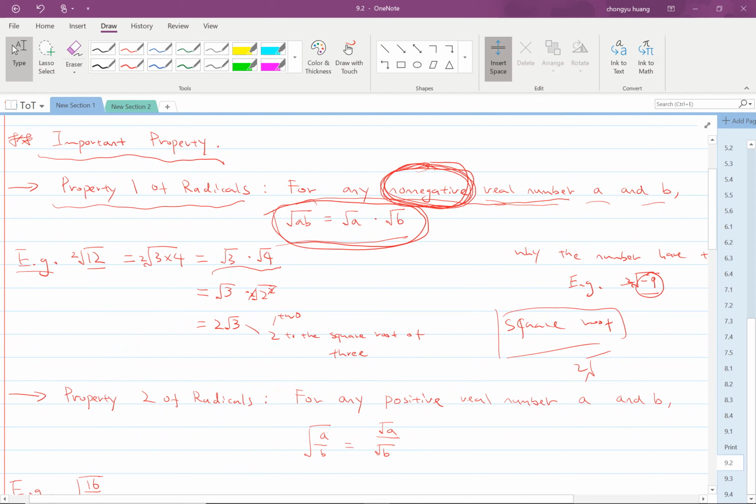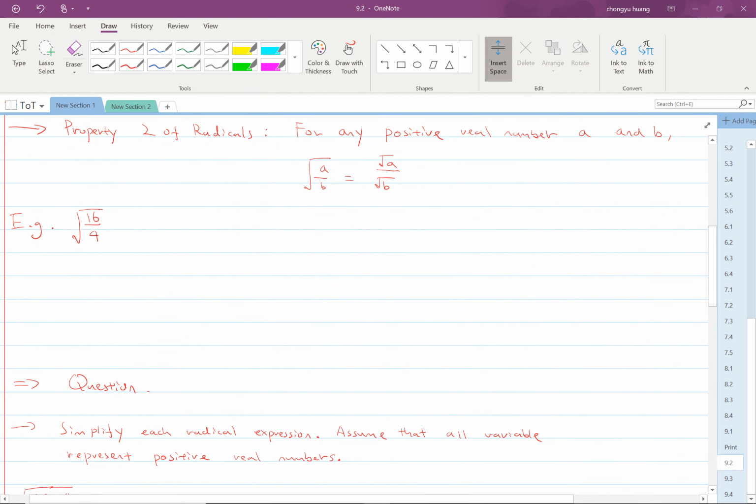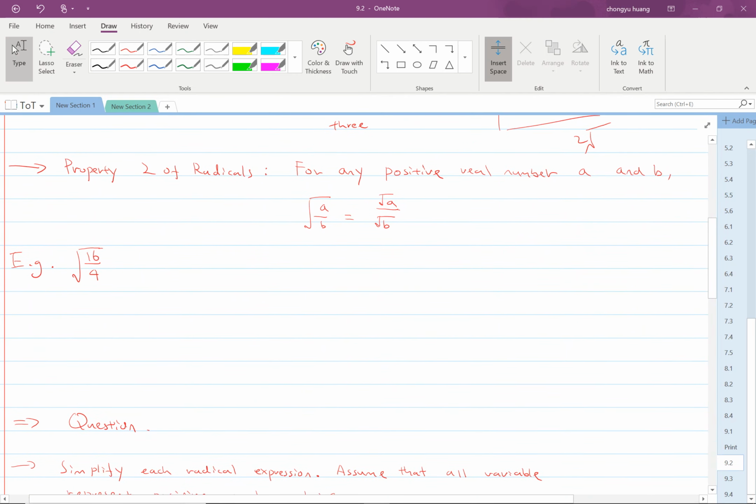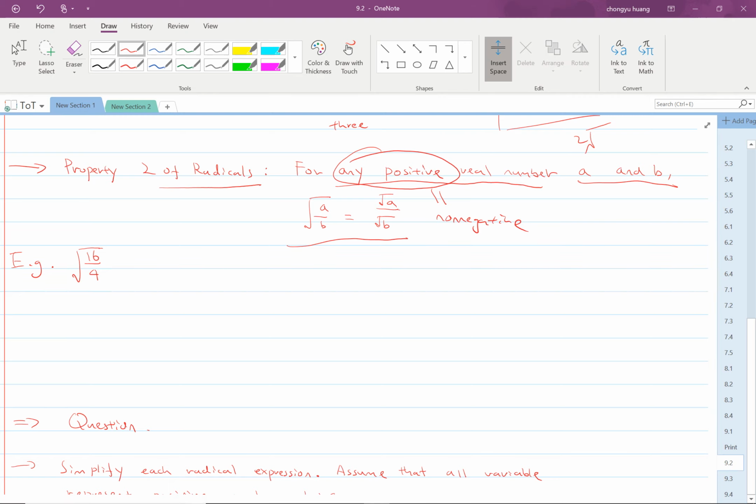Let's talk about the second property of the radical. The property says that for any positive real numbers a and b, positive here basically meaning non-negative, we have this statement. Let me read it: the square root of a over b is equal to the square root of a over the square root of b.